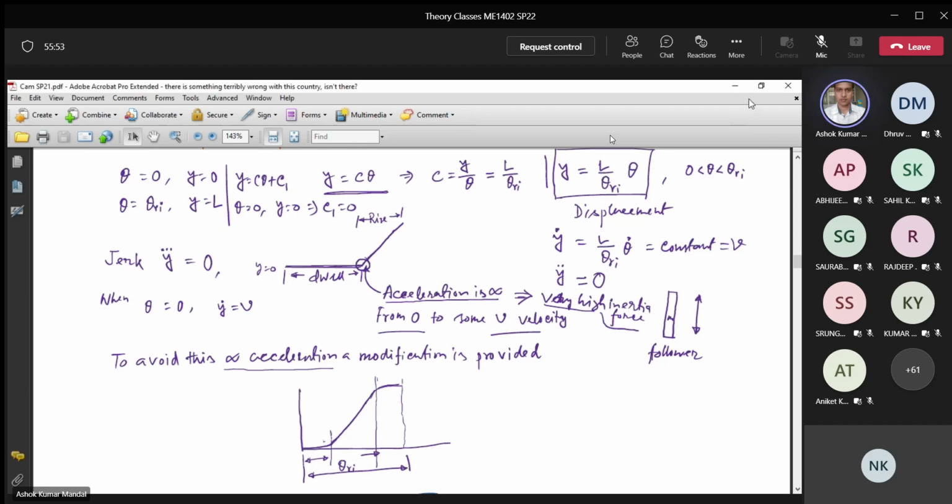Any question, any doubt? Sir, nowadays for better performance, in many places cam follower systems are replaced by electronic systems. Is it better or not? No, obviously it is better, but electronic systems have some advantages and some disadvantages. In some applications, cams may still be good. What are the disadvantages of an electronic system?